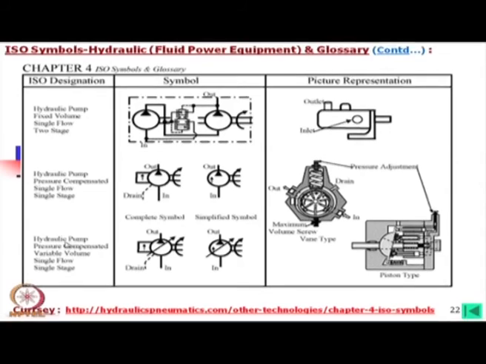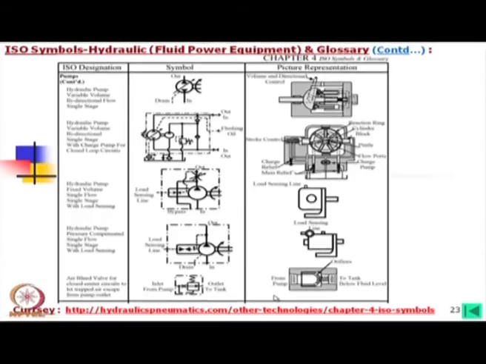In that case, what do we find? Hydraulic pump pressure compensated variable flow. Adding this arrow means it is variable flow, single stage. In this case, what we find is that this is variable displacement, drain is there, and it can supply in both directions. So, we should actually call this a hydraulic pump, variable volume, bidirectional flow, single stage. Okay.